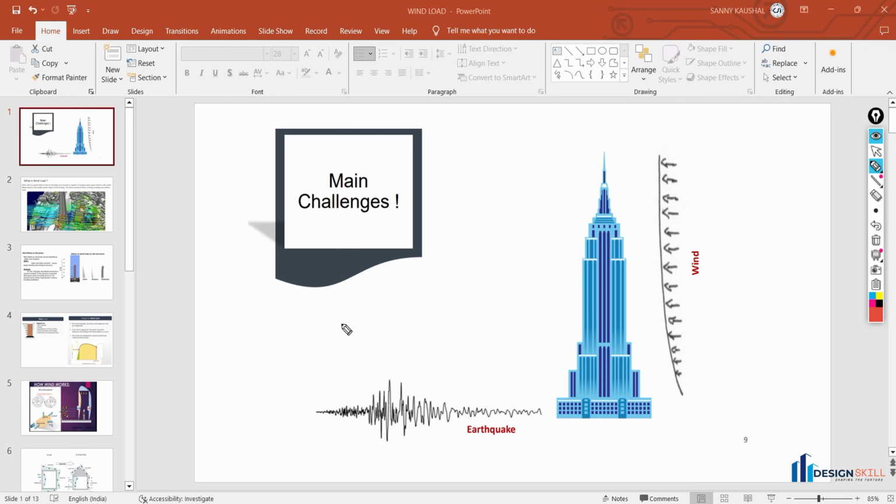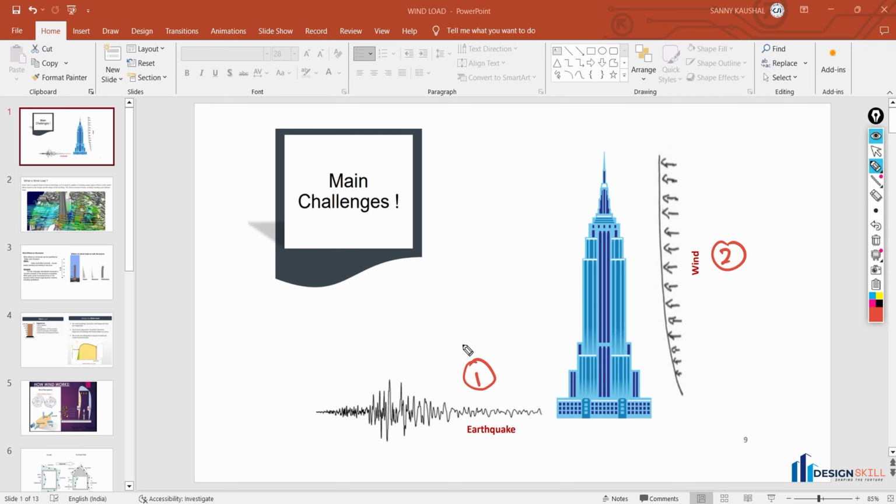In our building we have two major forces to design. The first is earthquake and the second is wind. If you're going to design any building, we have two lateral forces that we are required to consider in our building design: earthquake and wind. These two forces have the same nature, but they have different behavior. Same nature means they are both lateral forces.